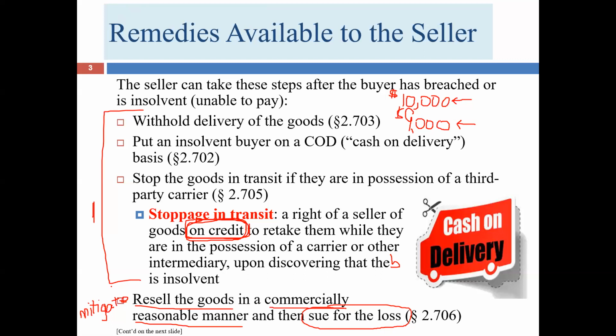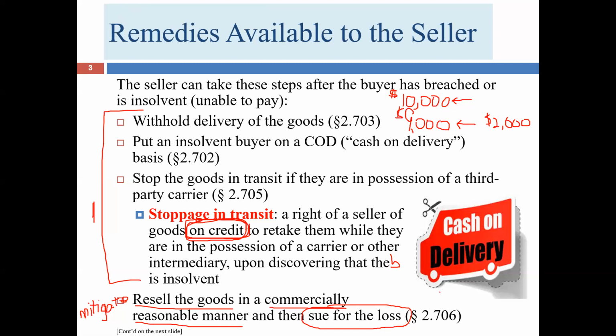So let's say, going back to our example, let's say that the facts were a little bit different. Let's say that in our case, the original purchase price was $10,000. Our plaintiff sold the items not for $10,000, but for $2,000. Then turns around and sues the buyer for the difference, $8,000.